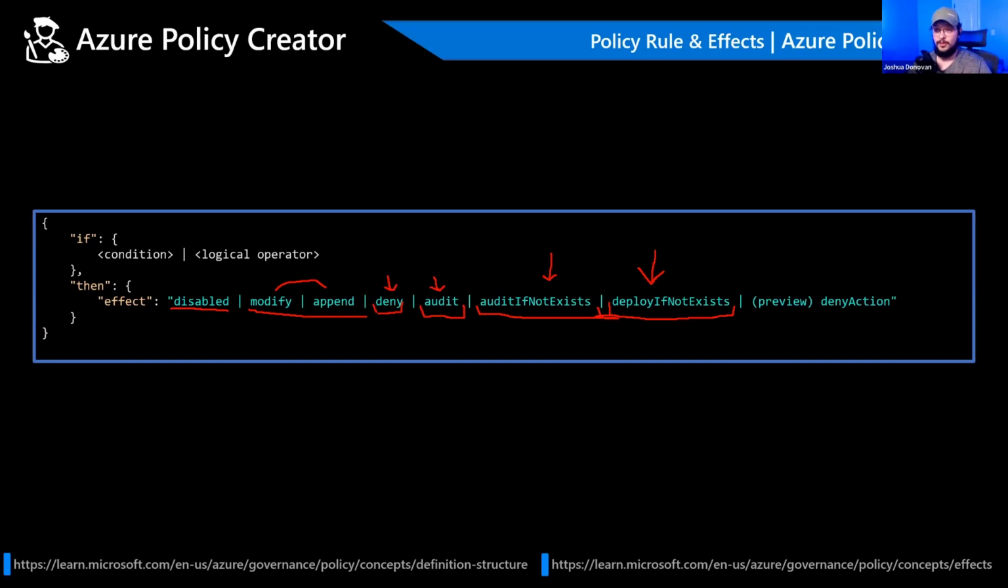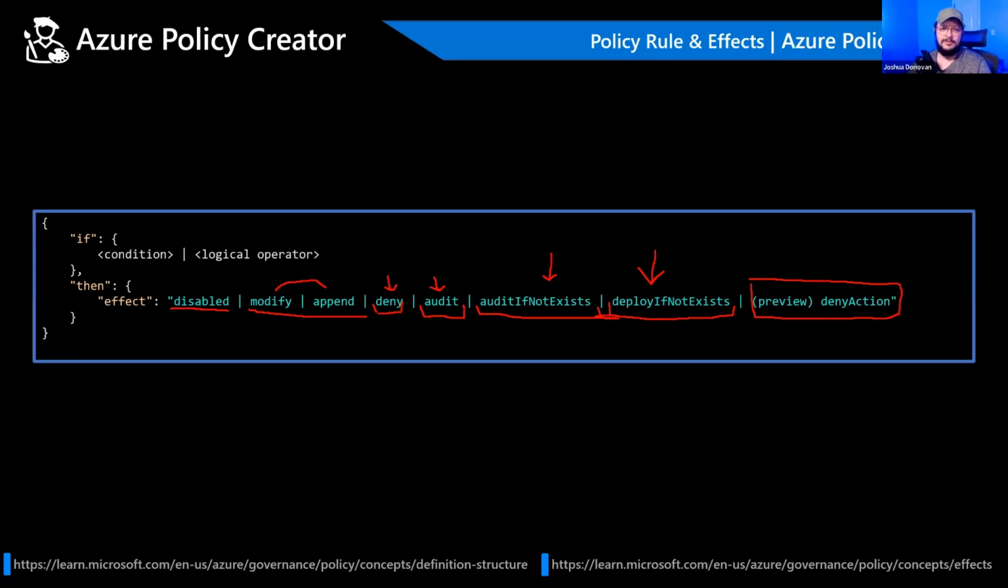Audit if not exists can be really powerful for reporting, but it doesn't actually do anything other than report back to the compliance dashboard. And then finally, we have our new effect, which is denyAction. If you haven't played with this before, I highly recommend it.